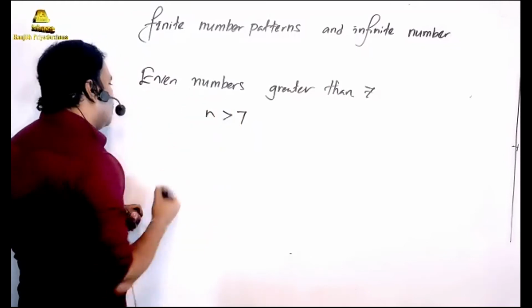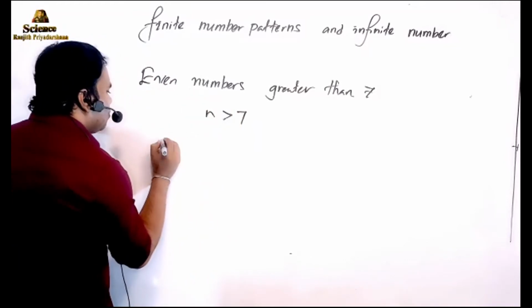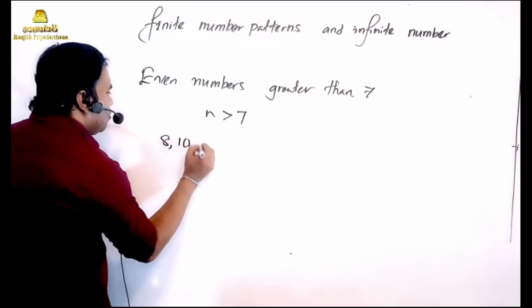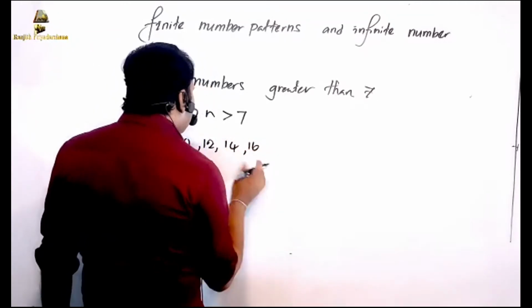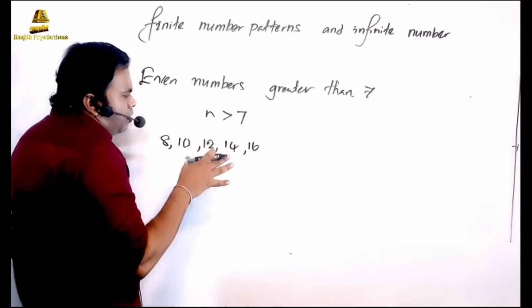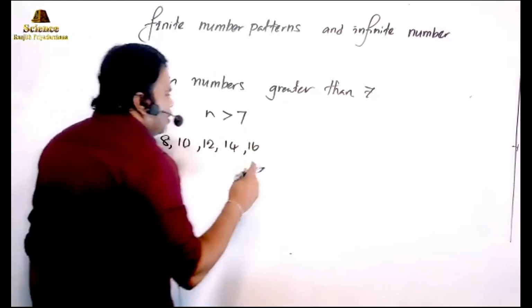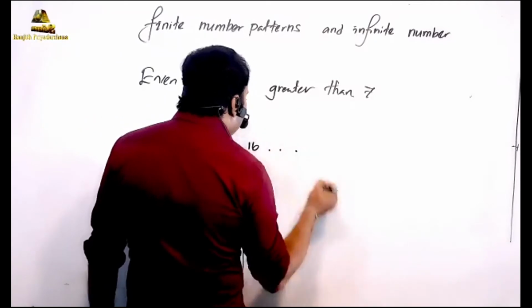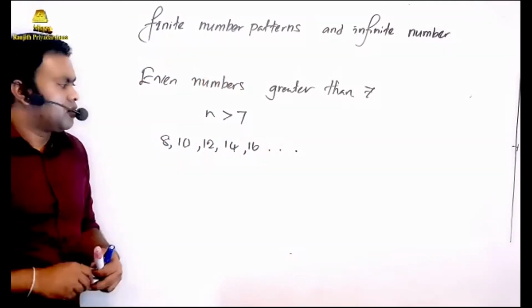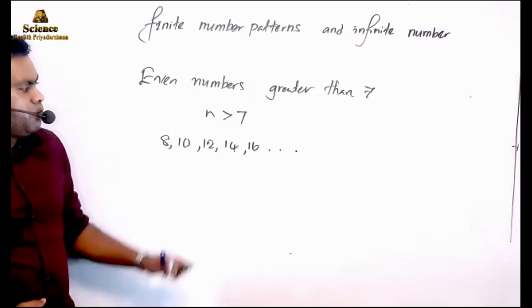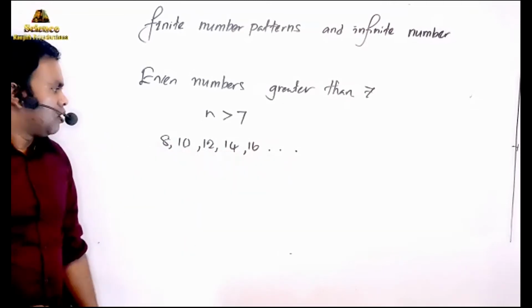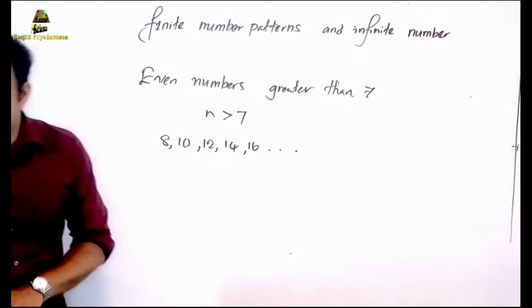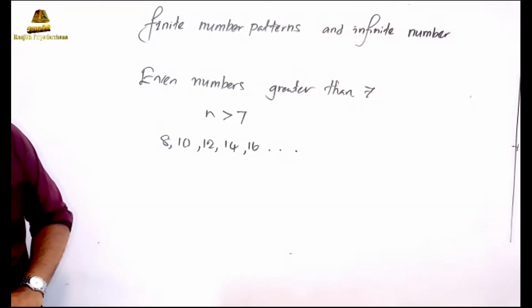Okay. So what are they? It's 8, 10, 12, 14, 16. Yes, you put 3 dots, because there may be an infinite number of terms. Therefore, you put 3 dots, indicating that this is an infinite number pattern. Okay, so this is the answer for that third one. Very good. So this exercise is just to understand finite and infinite.